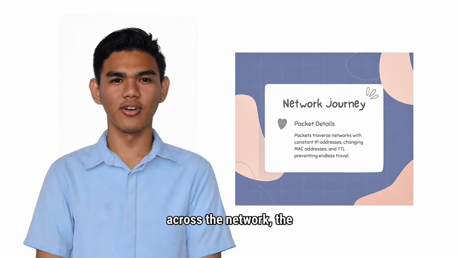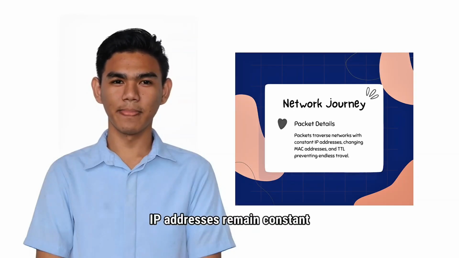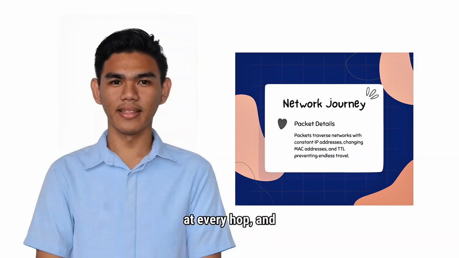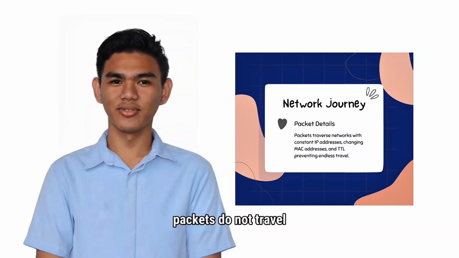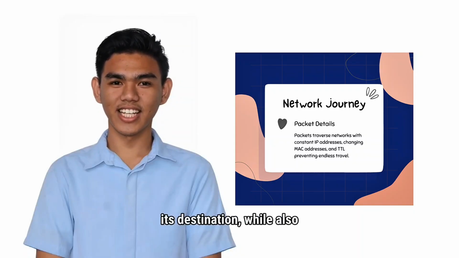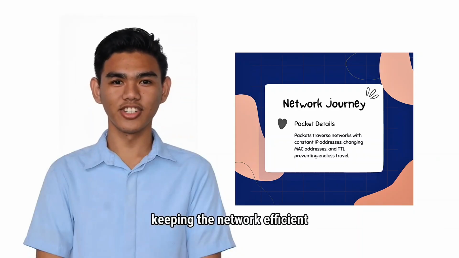As a packet travels across the network, the IP addresses remain constant from end to end. The MAC addresses change at every hop, and the TTL ensures that packets do not travel endlessly. This entire process shows how routers keep the packet moving closer to its destination, while also keeping the network efficient and safe.